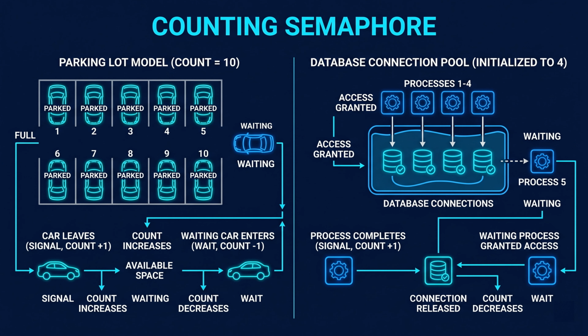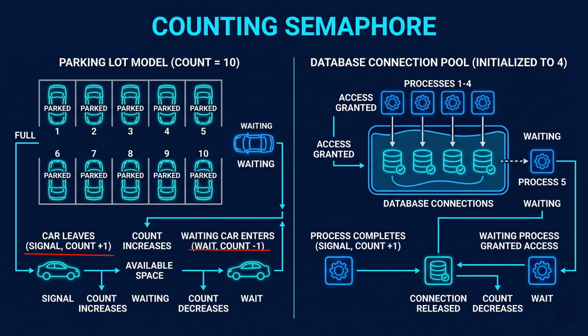Think of a parking lot with 10 parking spaces. If 10 cars are parked, the lot is full and the 11th car must wait outside. When one car leaves, one space becomes available. That available space is like a signal operation increasing the count. The next waiting car can enter. This is a perfect real-life model of a counting semaphore. It is especially useful when the system has several copies of the same resource rather than only one.